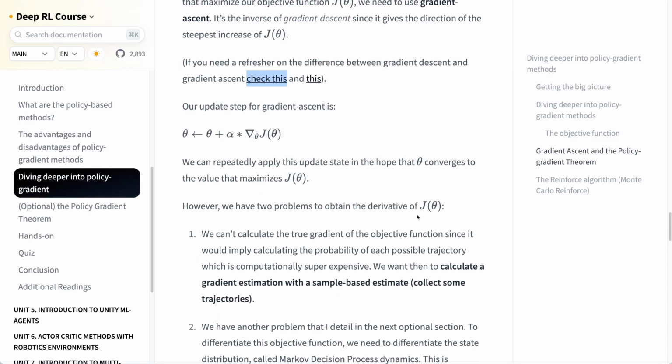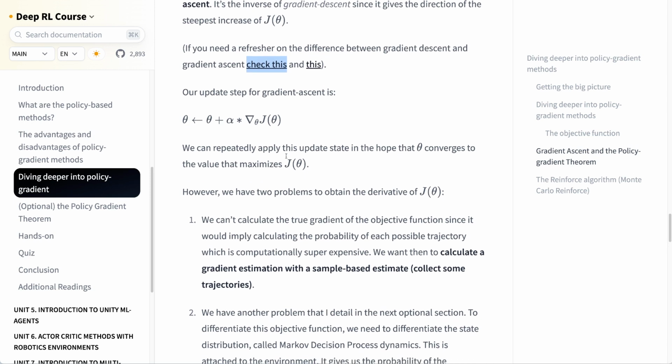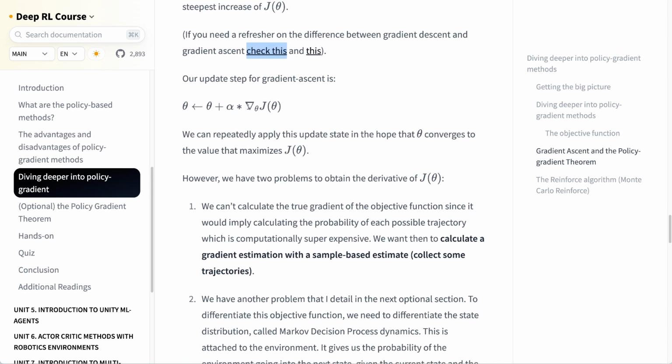The update step for gradient descent is this. Theta changes at the learning rate times the gradient of the parameters times J. We can repeatedly apply this update step in the hope that the parameters converge to the value that maximizes J.